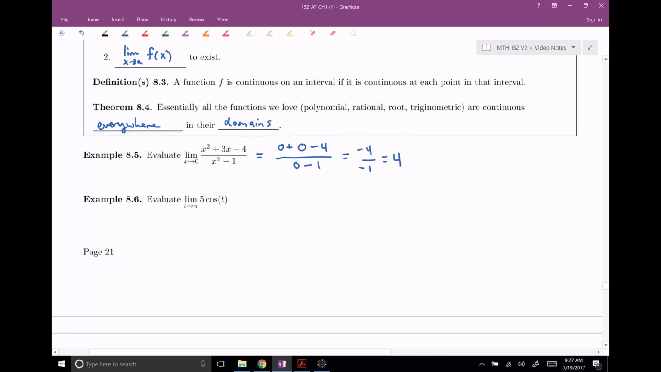Likewise, cosine. Cosine is defined everywhere, so if I want to figure out this limit, this is going to be 5, and cosine of pi, again, just plug in pi everywhere I see a t, and cosine of pi is negative 1, so this is going to give me the answer of negative 5. So there are my two answers for these examples. So we can really evaluate lots of limits very quickly now, using something a little more formal than direct substitution. It's actually because the function is continuous.